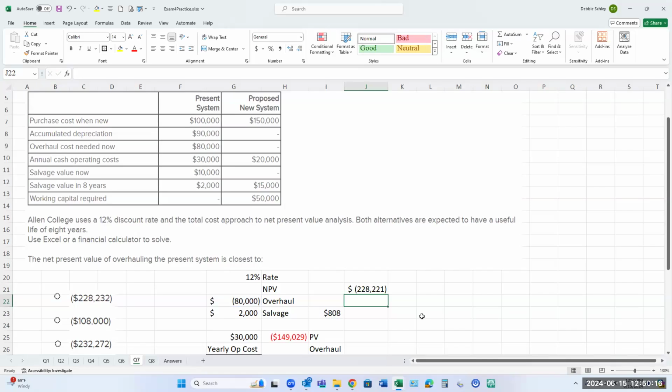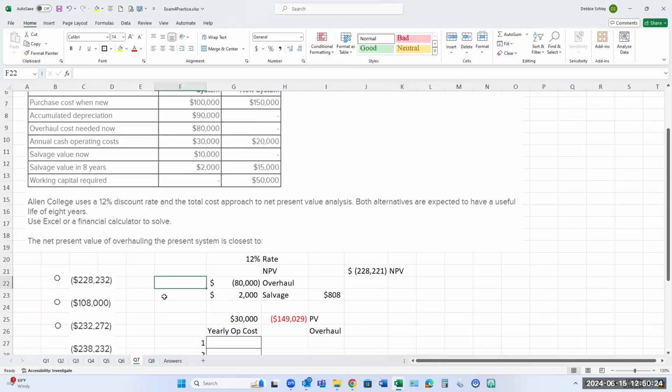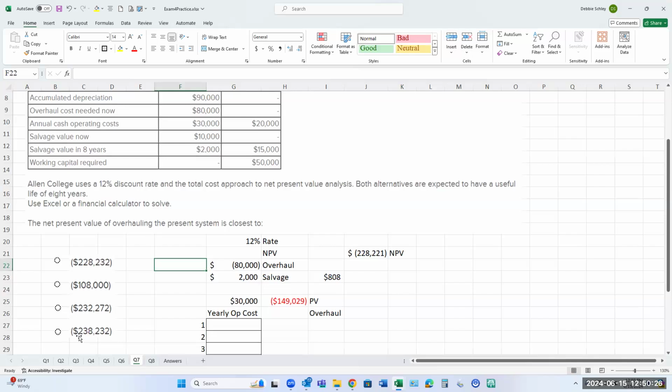And I'm coming up with a net present value of negative 228,221, which is the first one. That's the one it's closest to. It's only a few dollars off.